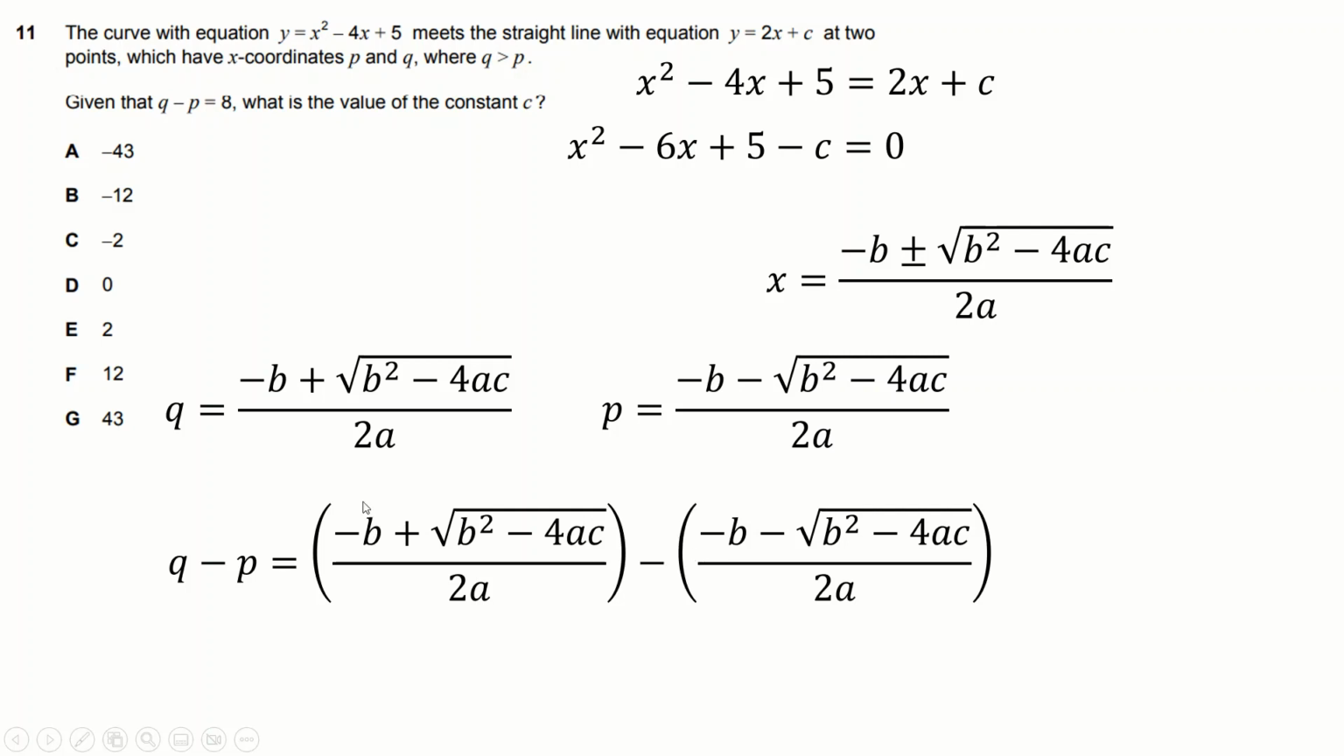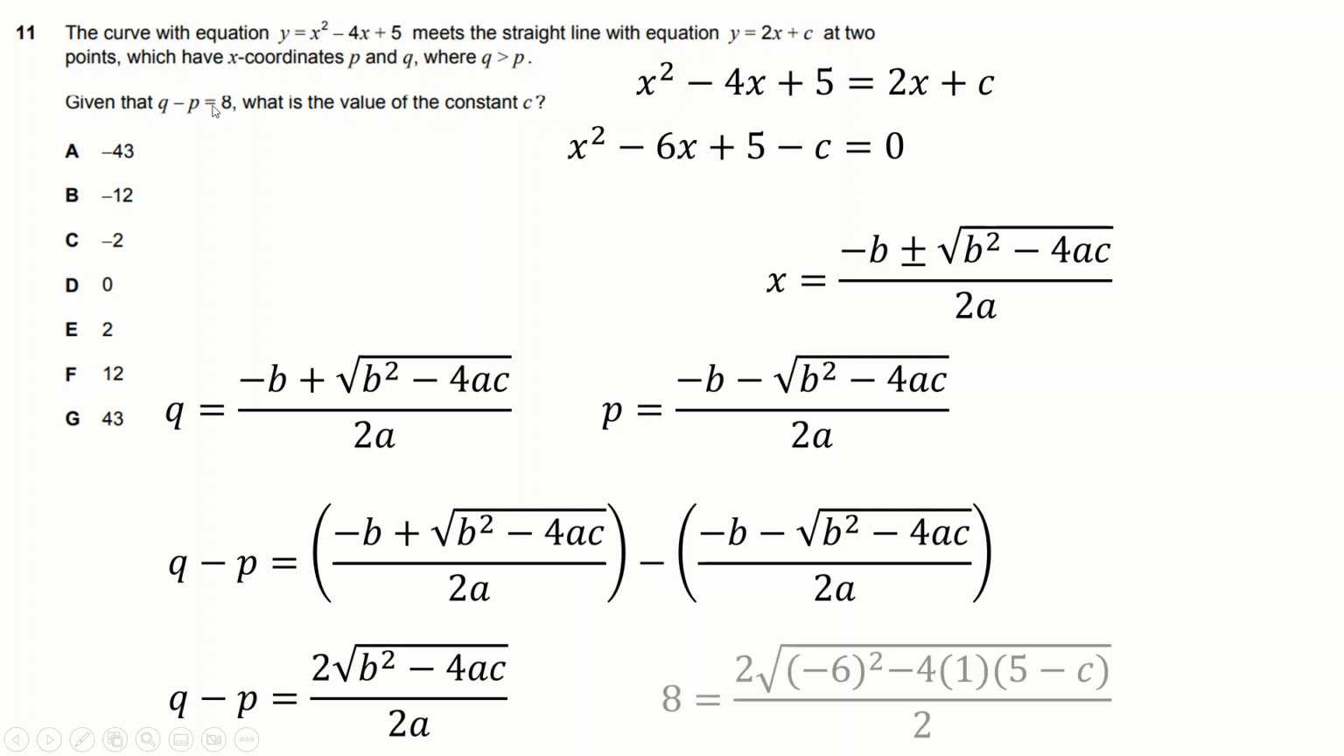If we just consider q minus p now, what we'll notice is that this minus b, minus b, well that's a plus b, and they cancel. And this plus root minus minus root will be an add now because it's minus minus, and we'll get 2 lots of the root. And so q minus p is just this. Now, of course, q minus p is defined to be 8, so we can put that in there.